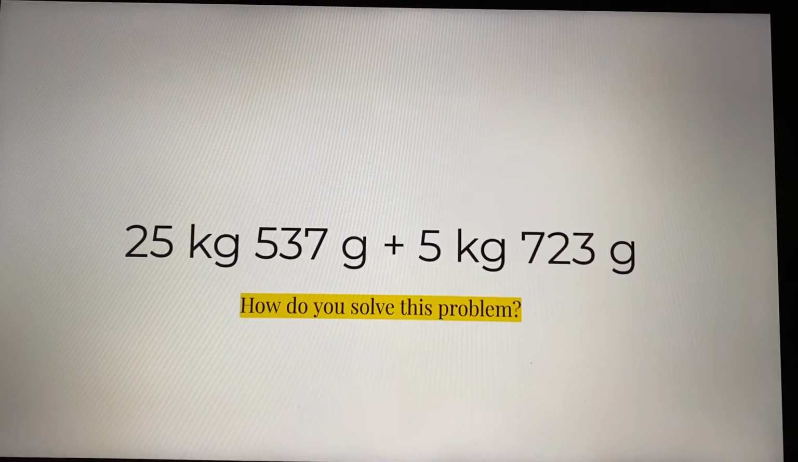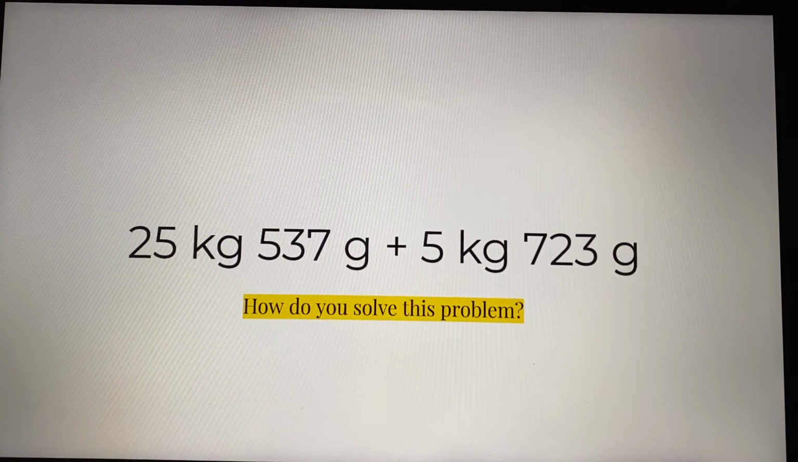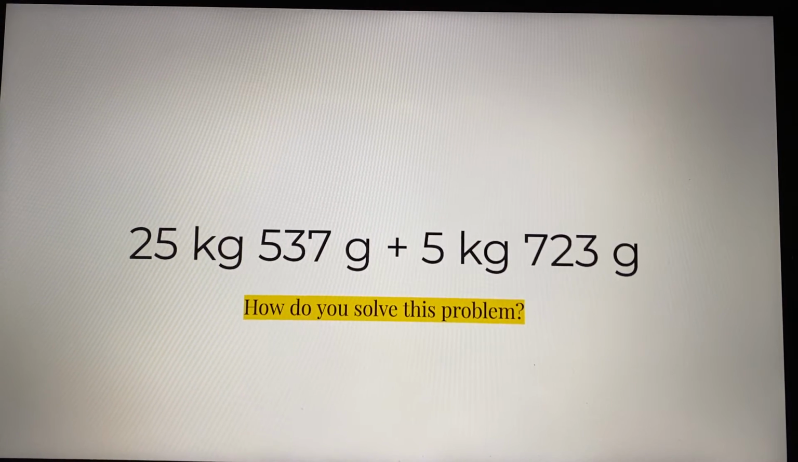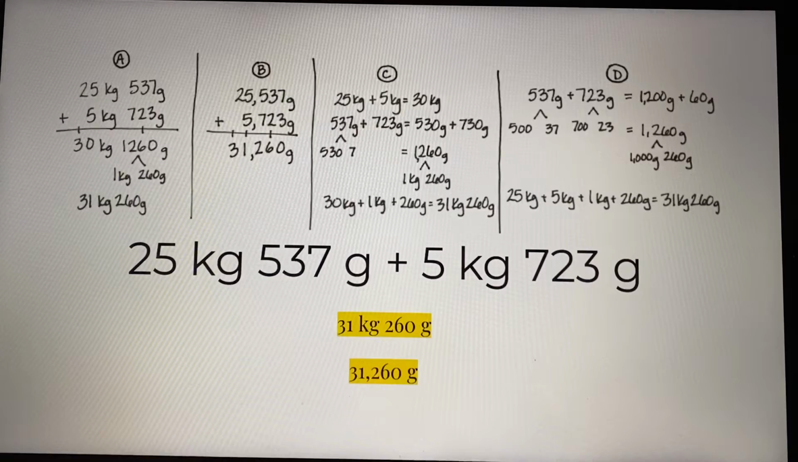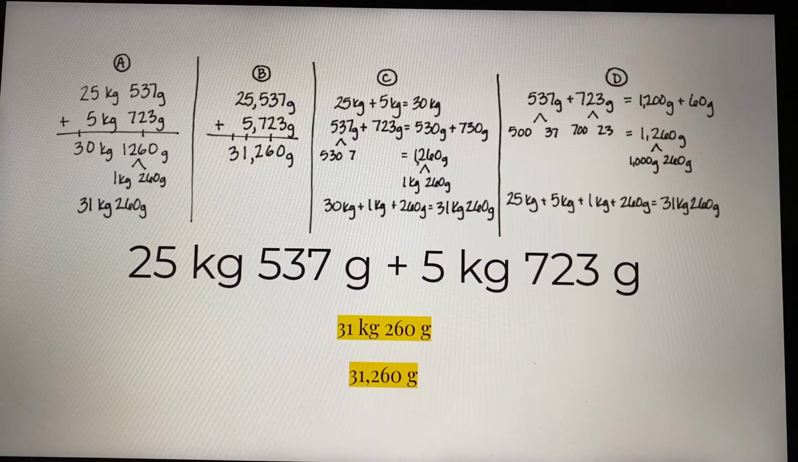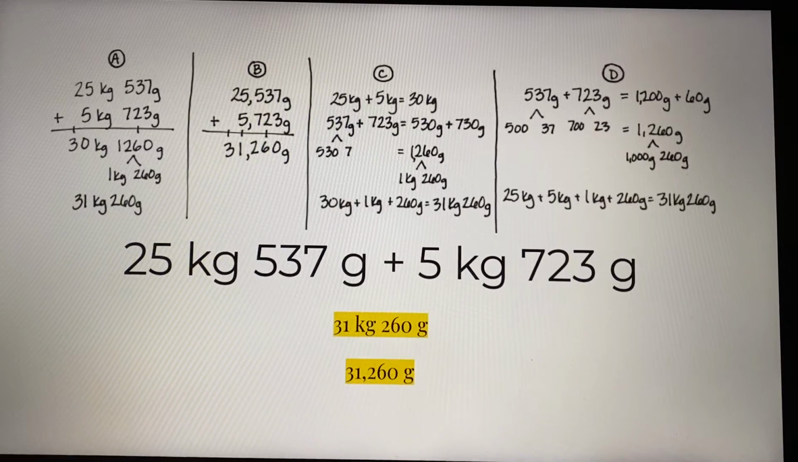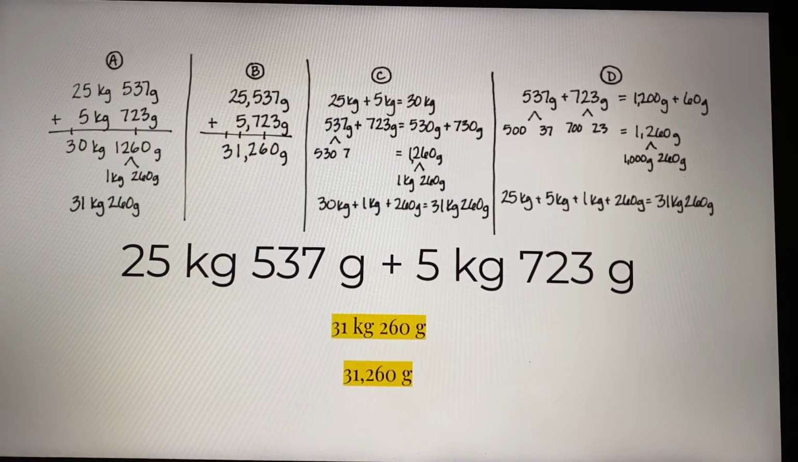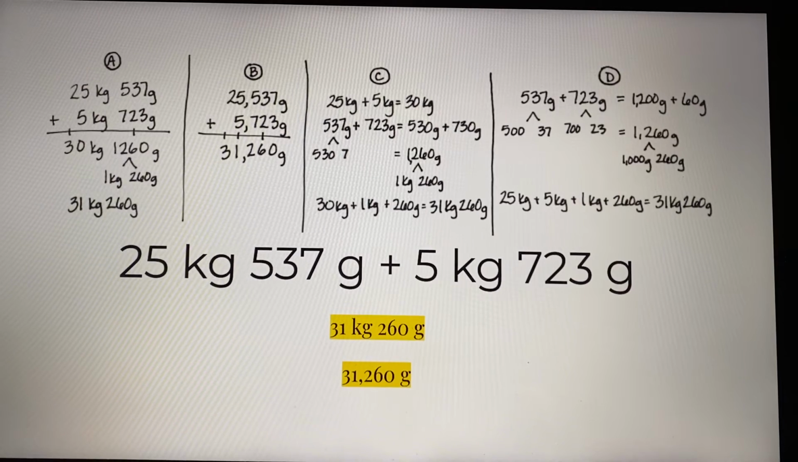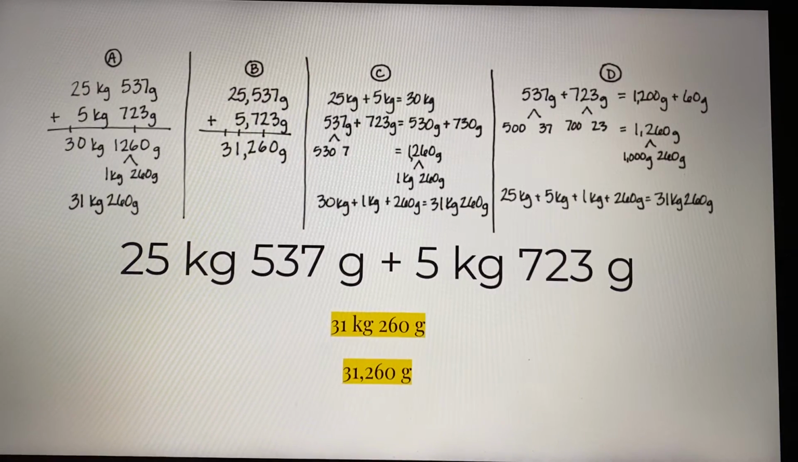A little bit harder now. How are you going to solve this problem? Think about it. All right, so here are a couple ways. Take a look at A and B. Those are the two big ways that we'll do it. You can add up the kilograms, add up the grams, and then combine them that way. Or B, just change them all to grams, and then after you finish changing them to grams, you can change them to kilograms and grams.